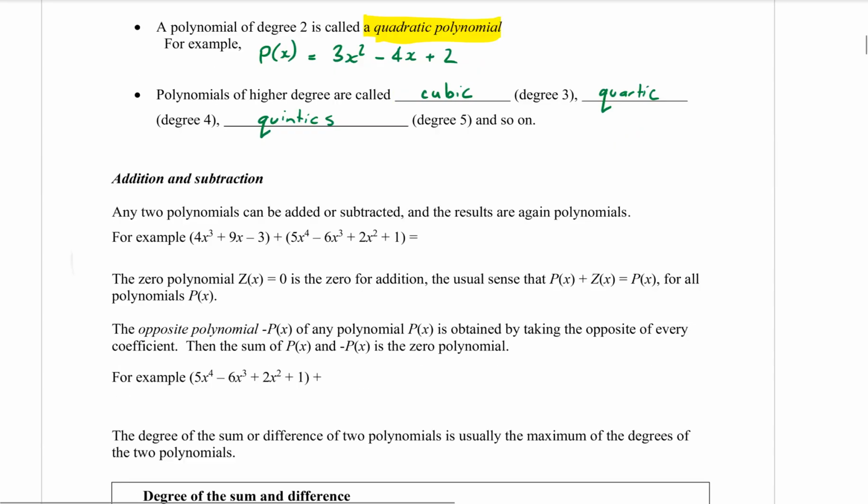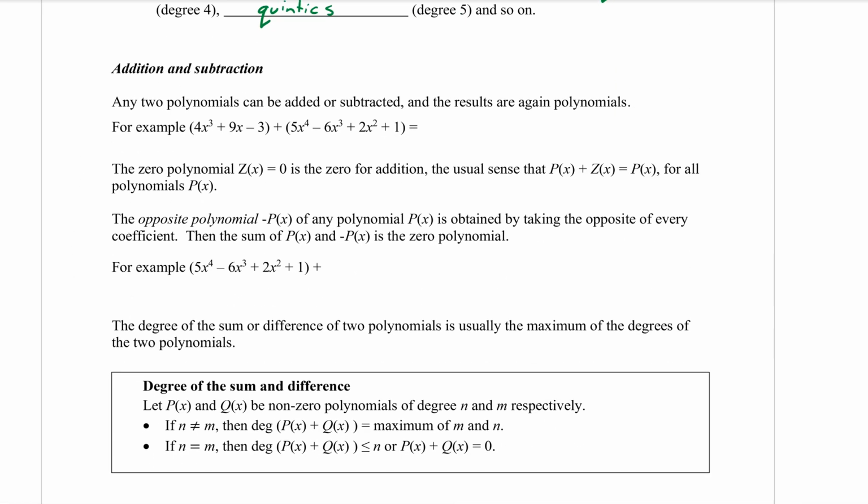So, the things that we're going to be doing today, this next part, we want to be doing addition and subtraction of some polynomials. So any two polynomials can be added or subtracted, and the results are again going to be a polynomial. So if I want to add, for example, 4x cubed plus 9x minus 3 with 5x to the power of 4 minus 6x cubed plus 2x squared plus 1. The brackets in there are only there because that's identifying the two different polynomials that we're adding. We don't really need them.